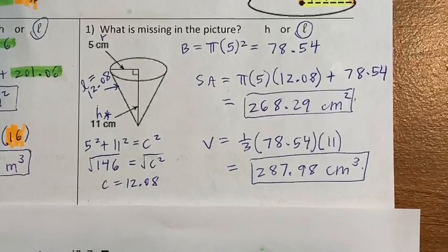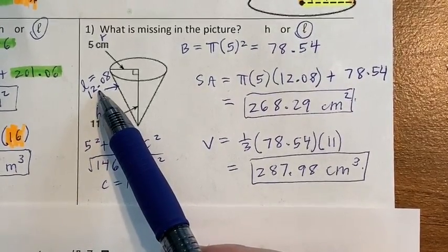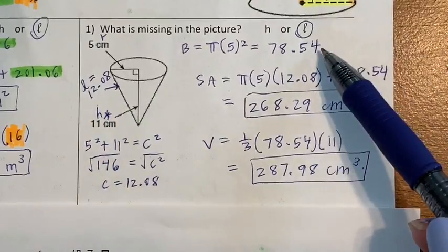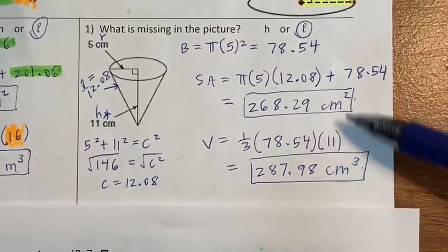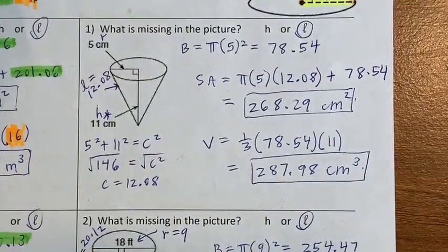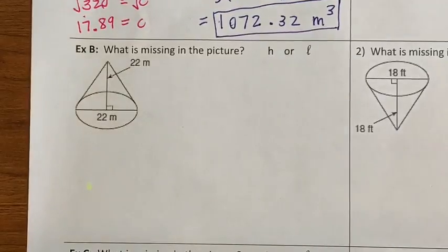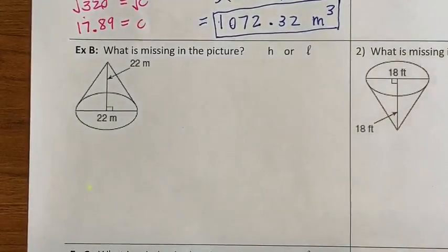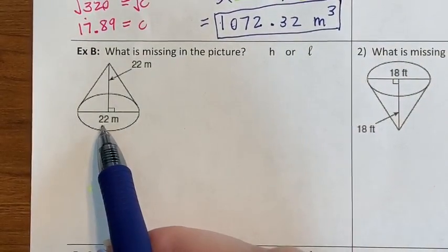In this problem, just like the example, you had to do Pythagorean theorem in order to find your slant height. But then once you knew your slant height and you found your base formula, you had everything you needed to plug in for surface area and volume. Let's look at example B. And the only thing that's different about example B is actually this piece right here.